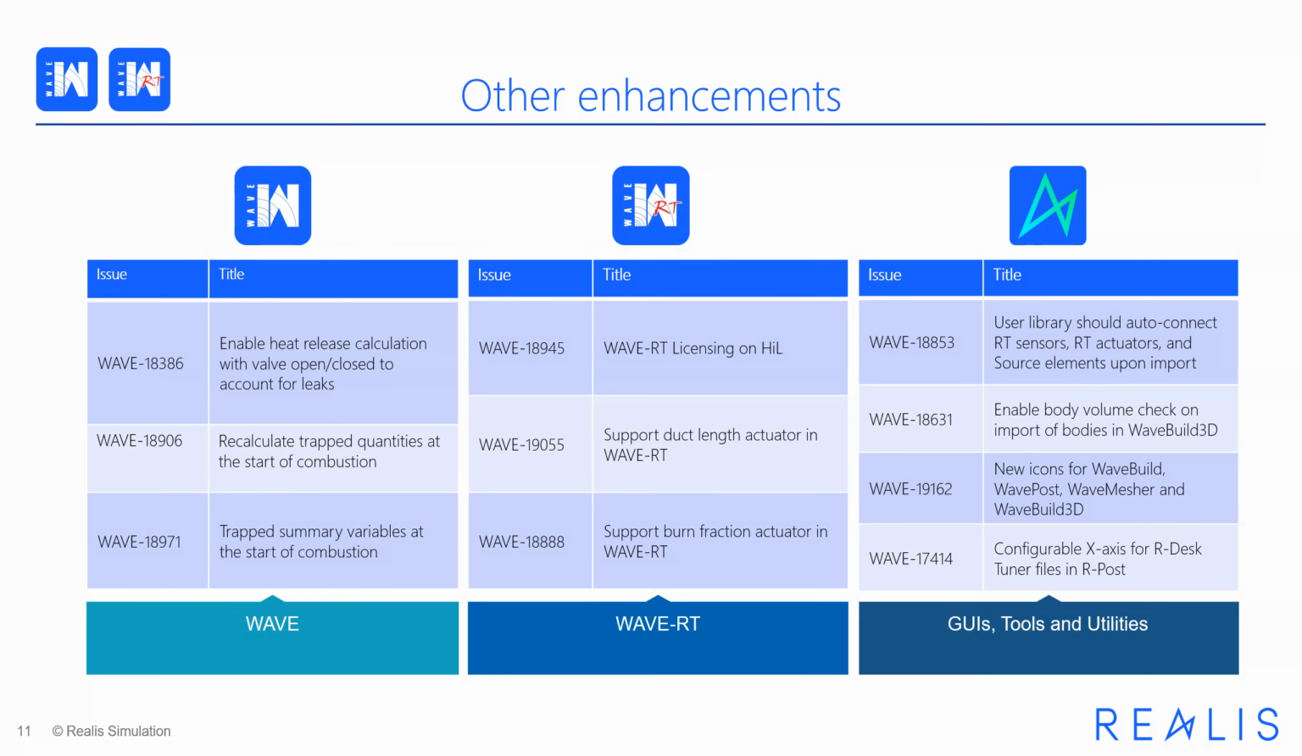Finally, in our post, we can now easily configure the default x-axis for our RDesk tuner optimization datasets and set it, for example, to use a parameter, which simplifies creation of plots for users who prefer to use engine speed, for example, as the default x-axis.